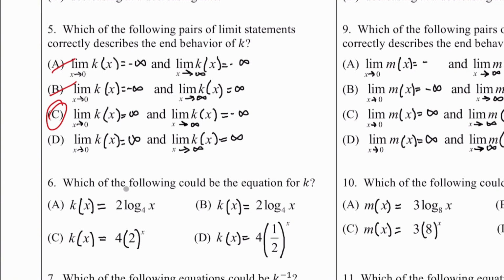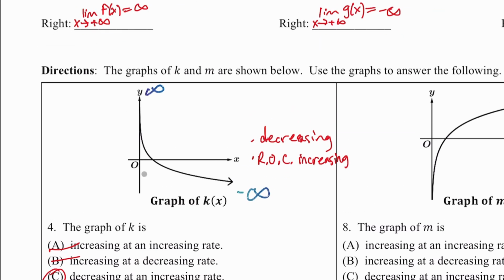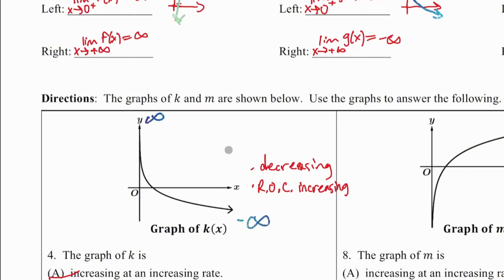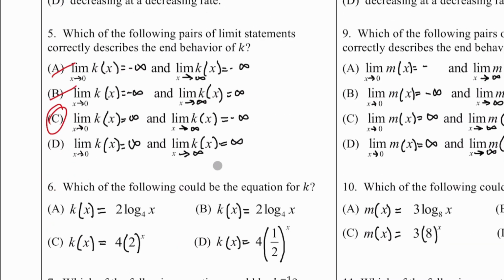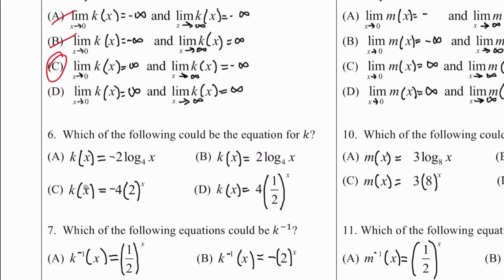Alright, and so 6, which could be the equation for K. So we're looking for the equation here. So we know this equation is decreasing, so when we remember, decreasing must mean that A is less than 0. That's pretty easy to remember. If it's decreasing, then it's a negative number or less than 0, and if the graph is increasing, then the number is greater than 0 or positive. So we know our A has to be negative. When we look at this, we see A and C are negative. So we can cross out B and D because they're positive.